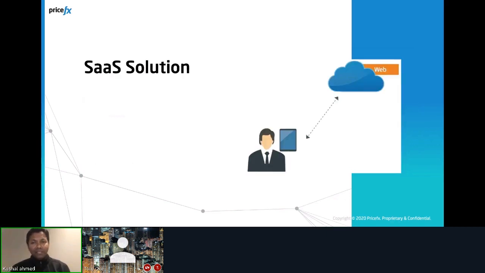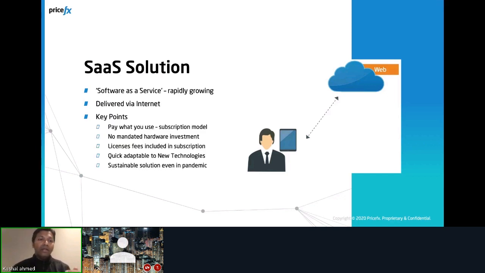Whereas the SaaS solution is a modern format. The acquisition of software-as-a-service, or SaaS, solutions is growing rapidly. In this format, the solution is hosted on cloud servers that are accessible through the internet from your laptop, computer, or smart devices, usually through web browsers. The key points to be noted here are that you are going to pay for what you use, and it is going to be based on a subscription model. So you are not going to have any mandated hardware investment. Usually the license fees are included in the subscription.